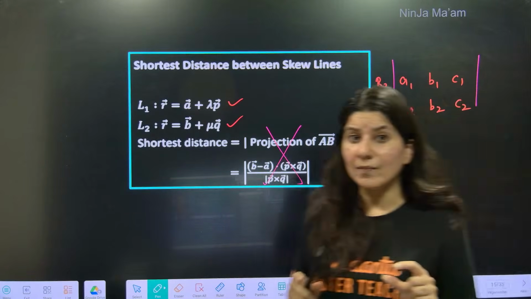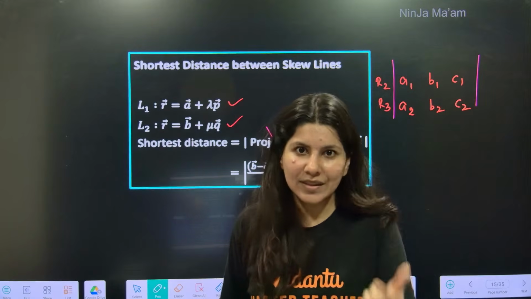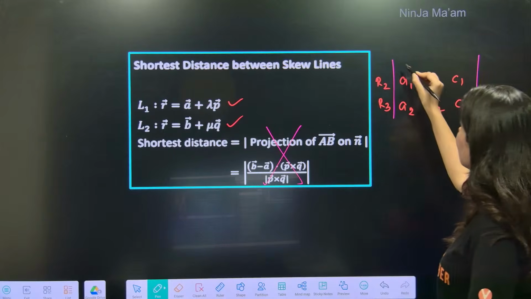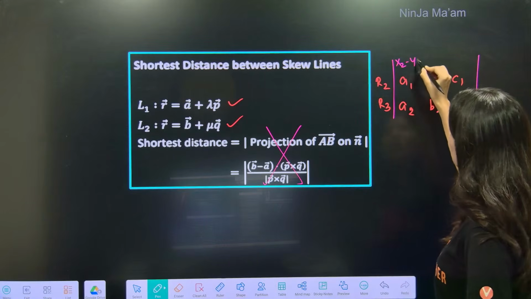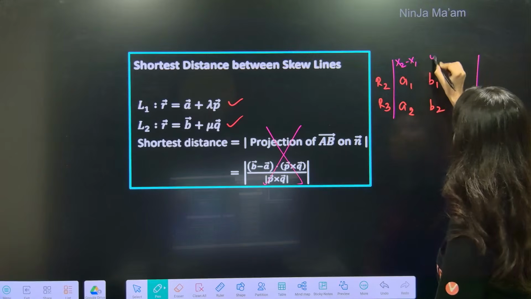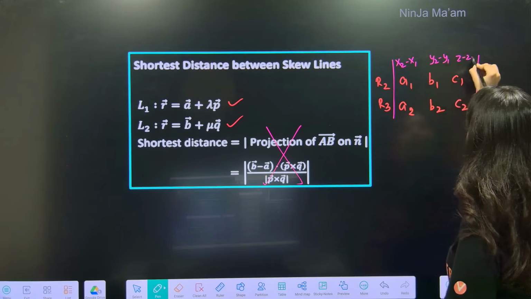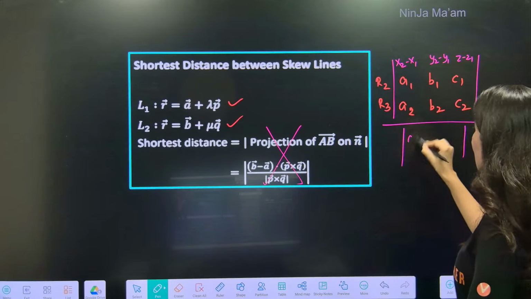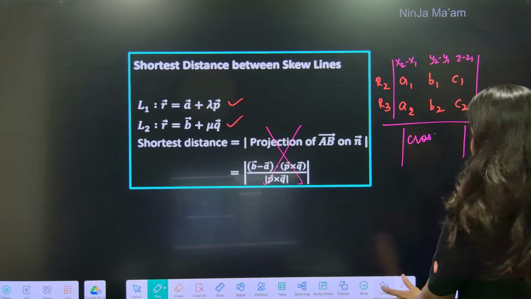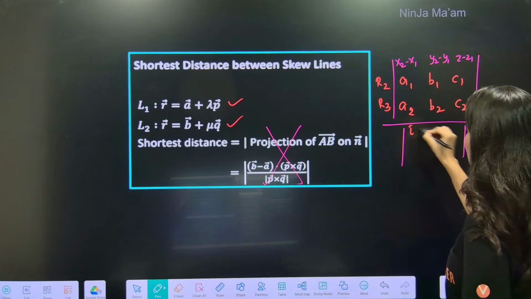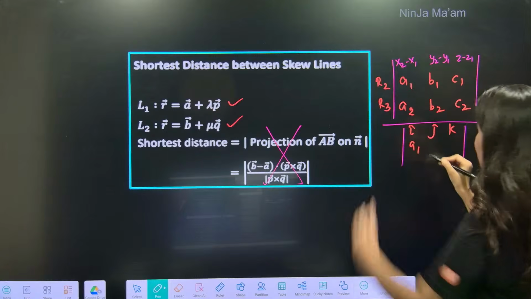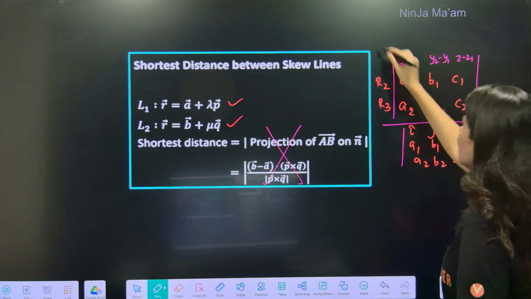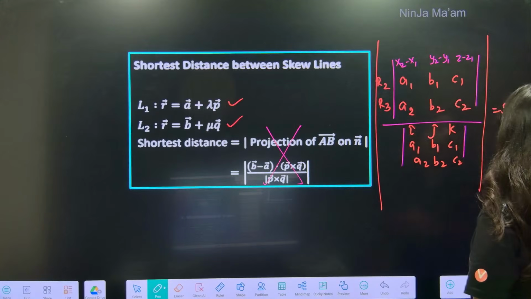Now line 1 will pass through x1, y1, z1, that you will know if the equation is given. Line 2 will pass through x2, y2, z2. So row 1 will be x2 minus x1, y2 minus y1, z2 minus z1, upon the cross product between the direction ratios. So i, j, k, a1, b1, c1 and a2, b2, c2. This is the formula. The modulus of this gives you the shortest distance.